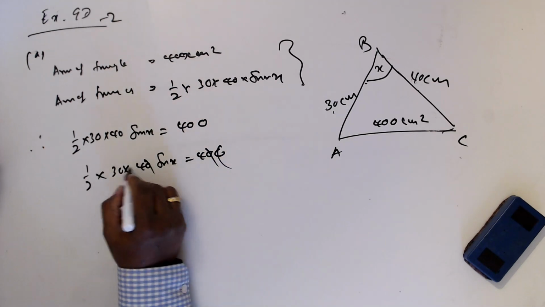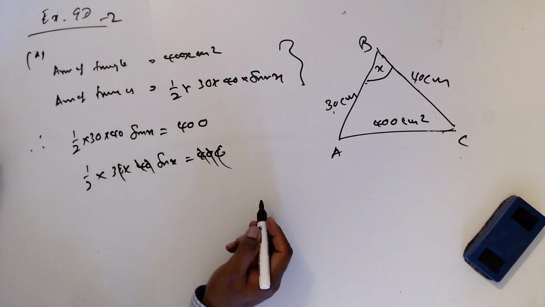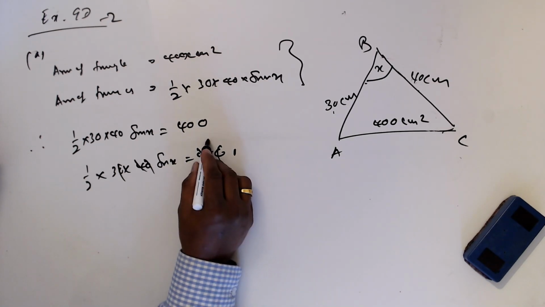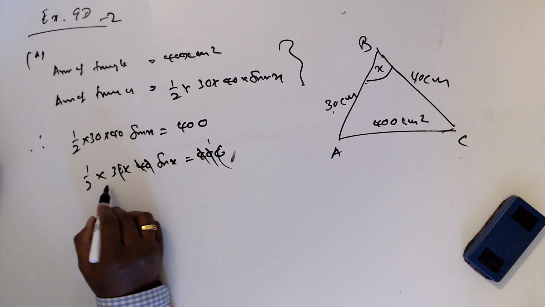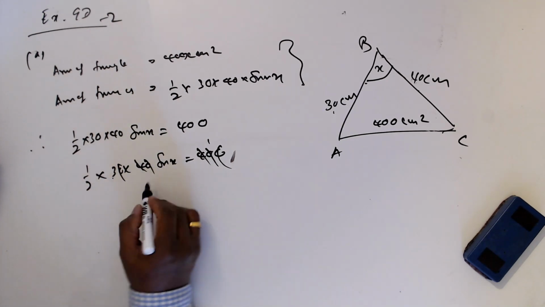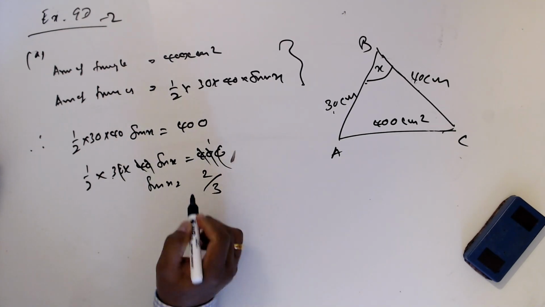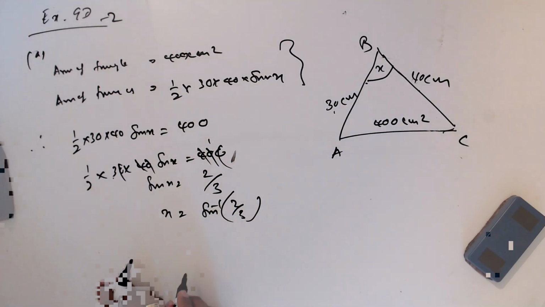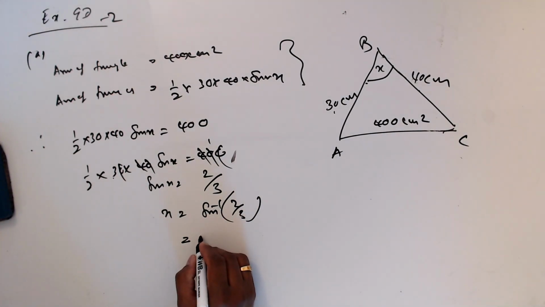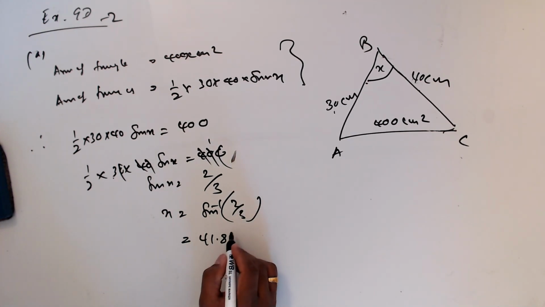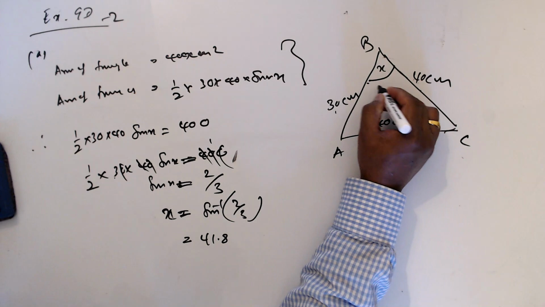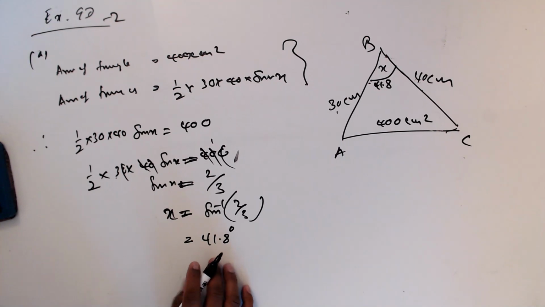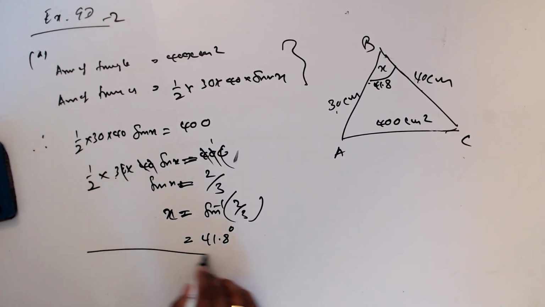The zeros cancel out. 4 to 4 cancel out. So this is going to be 1. Remaining is 1, and then 3 remaining here. Sine x equals 2 over 3. x equals sine inverse 2 over 3. So this value is going to be 41.8 degrees. But unfortunately, there is another answer for this one.